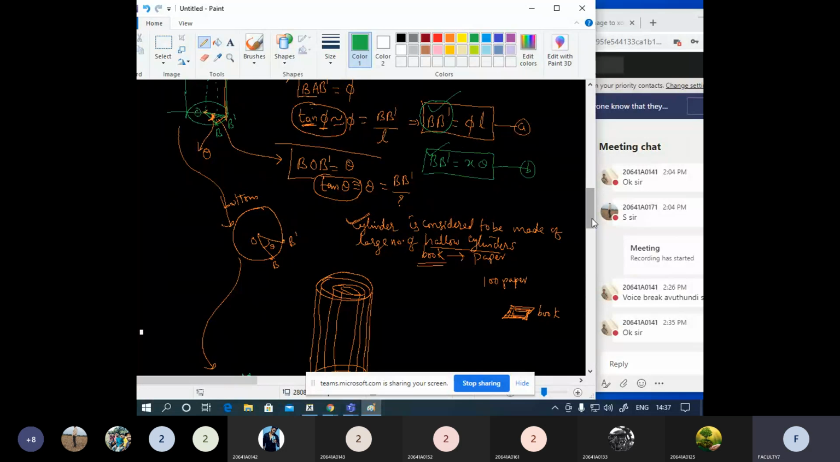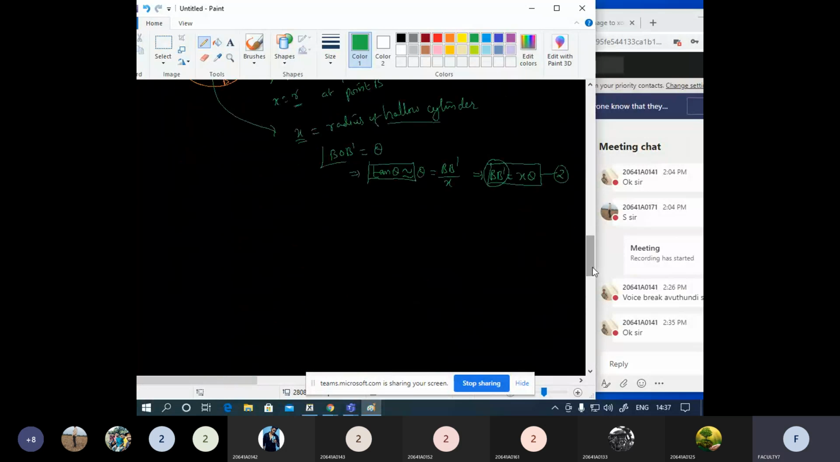Now from equation A and B, what you will get: phi L will be equal to x theta. Now phi will be equal to x theta by L. So what is phi actually? Phi is a shearing angle.